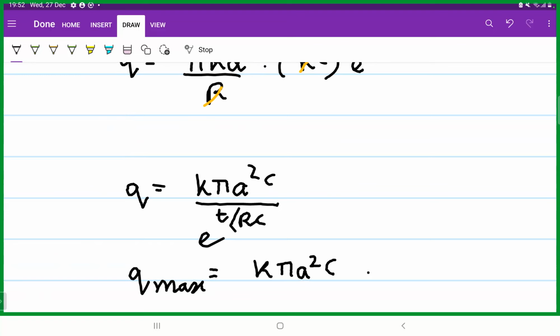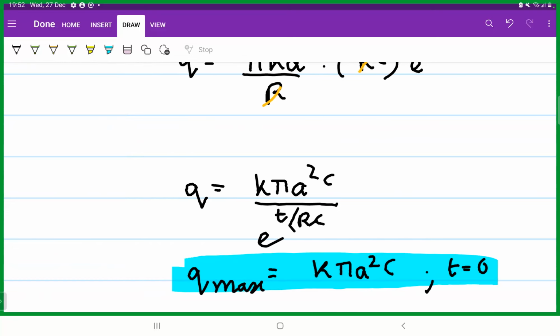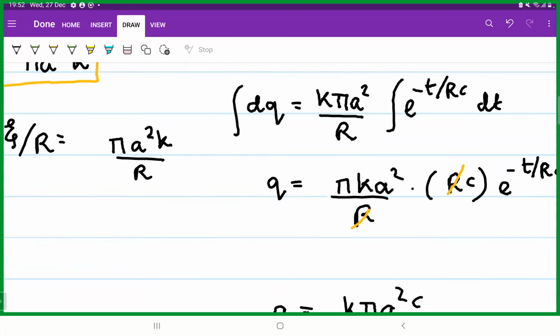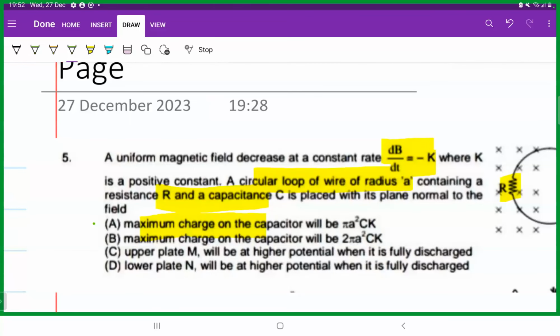And this will be when t is equal to 0. So at the very beginning, initially, when the value of time is 0, that is when we will have the maximum charge. So we have the first correct answer, A.